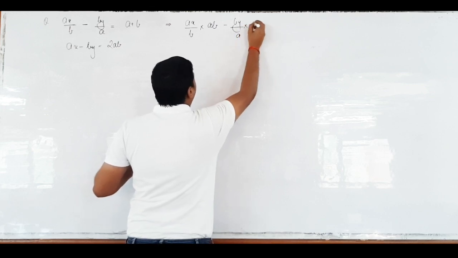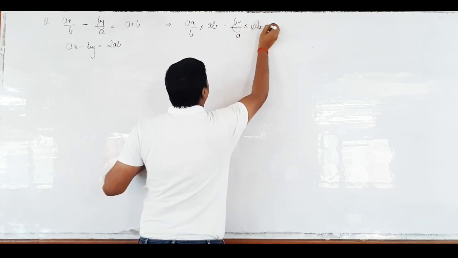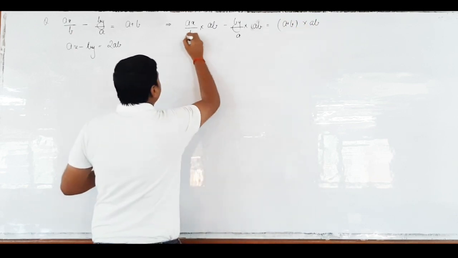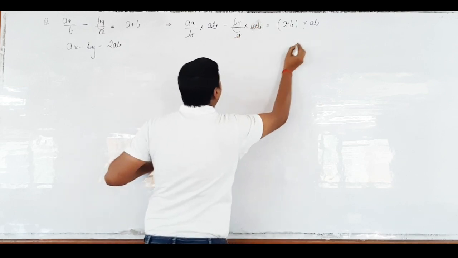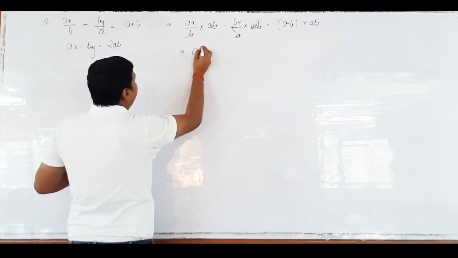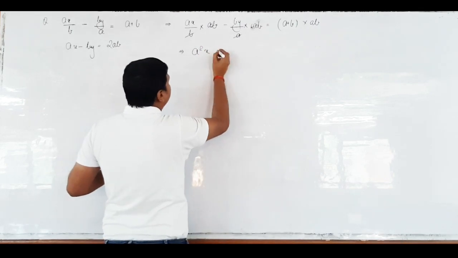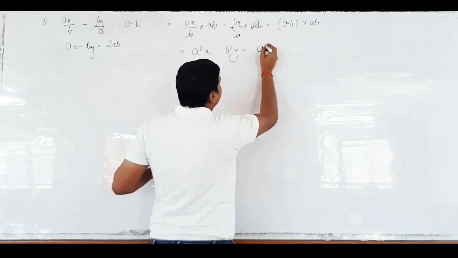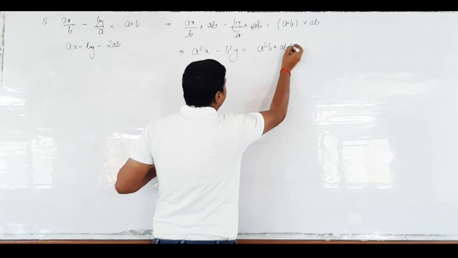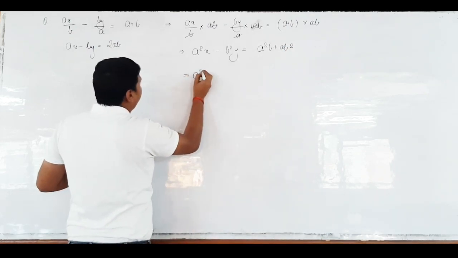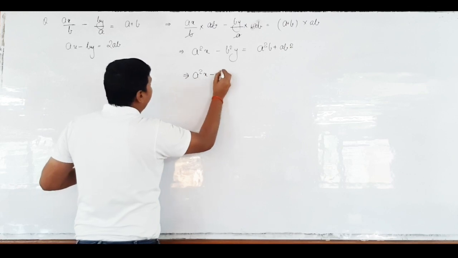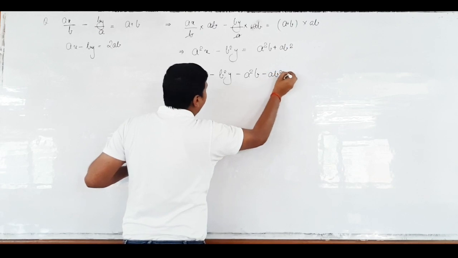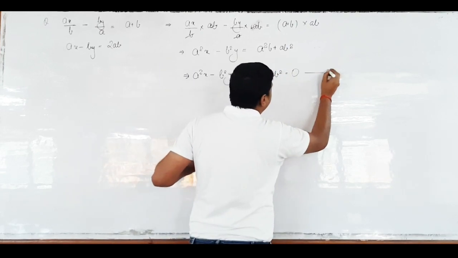BY by A into AB, and A plus B into AB. BB cancel, AA cancel. So A square x minus B square y is equal to A square B plus AB square. Now A square x minus B square y minus A square B minus AB square is equal to 0. That's equation 1.